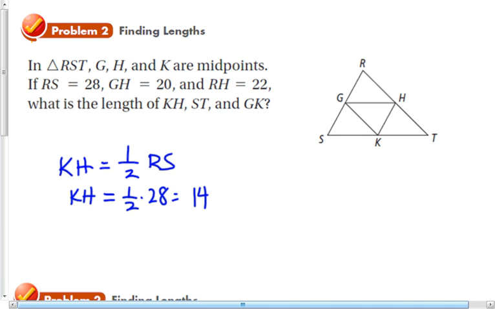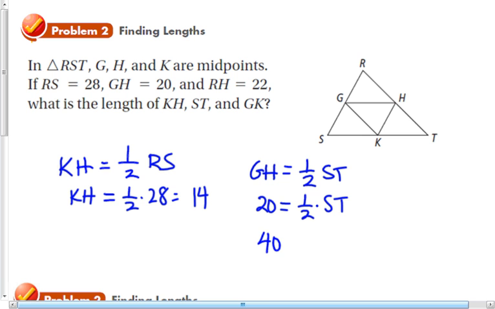All right, we also want to find GH, and I know that from the diagram GH is equal to 1/2 ST. And I can substitute 20 for GH. And then I can just multiply both sides by 2, and I get ST is equal to 40.